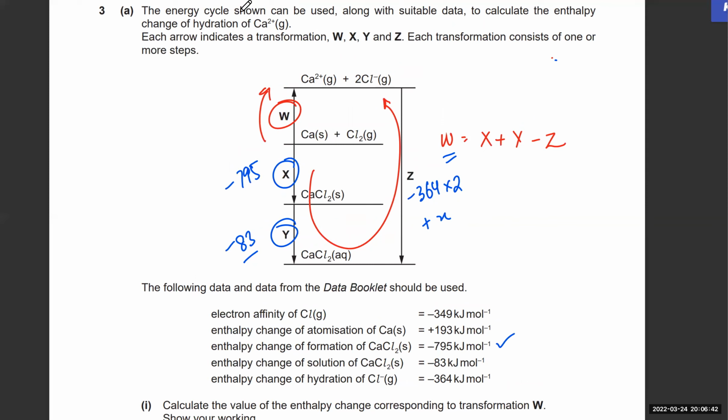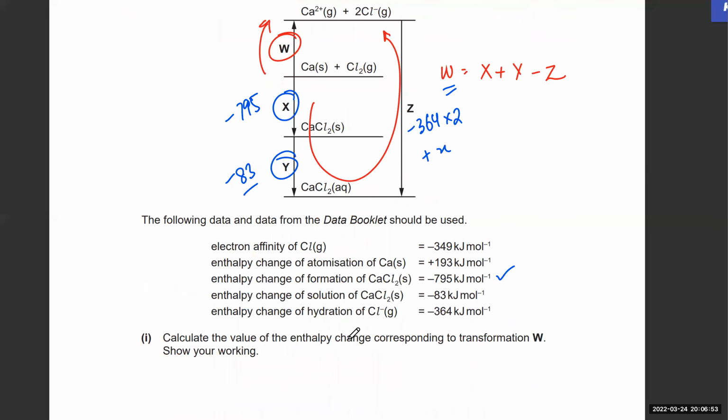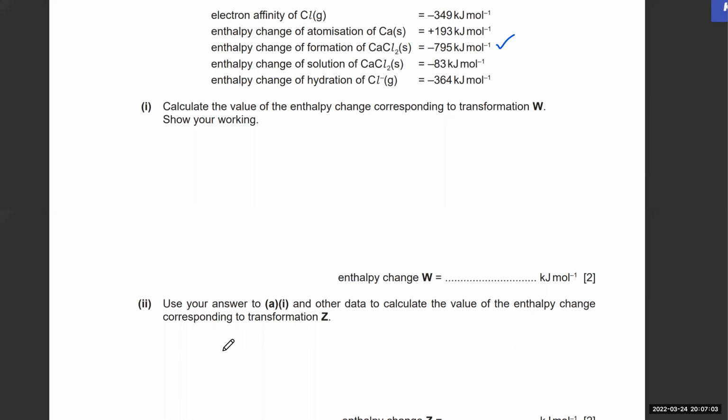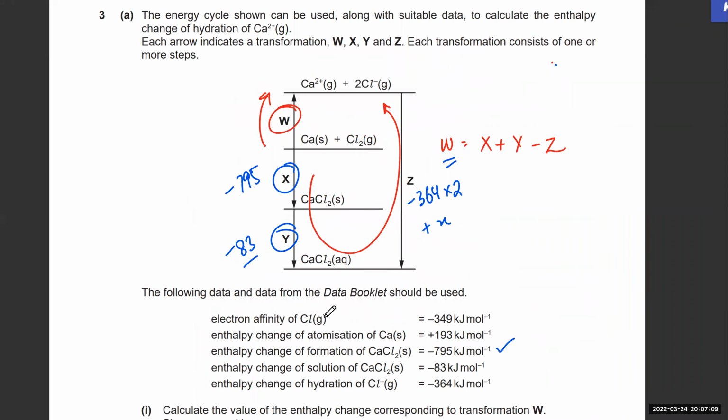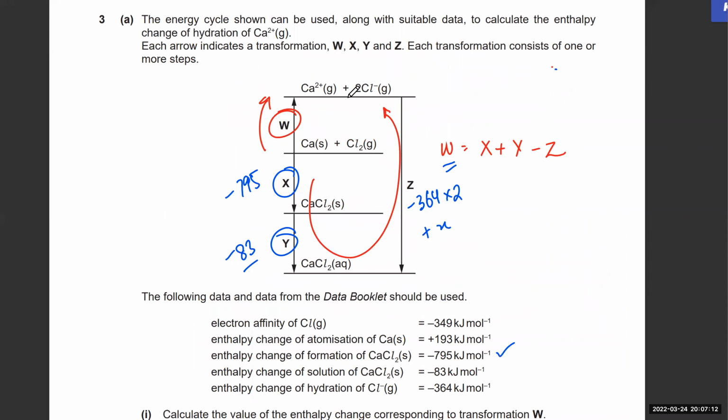He's saying, let me read the question. The energy cycle shown can be used along with suitable data to calculate the enthalpy change of hydration of calcium ions. Each arrow indicates transformation. Each transformation consists of 1 or more steps. So the following data is provided, and calculate the value of the enthalpy change corresponding to transformation W, showing your working. So this one is not about, and use your data to calculate the value of the enthalpy change corresponding to transformation Z. So we can't use this set cycle to calculate W.